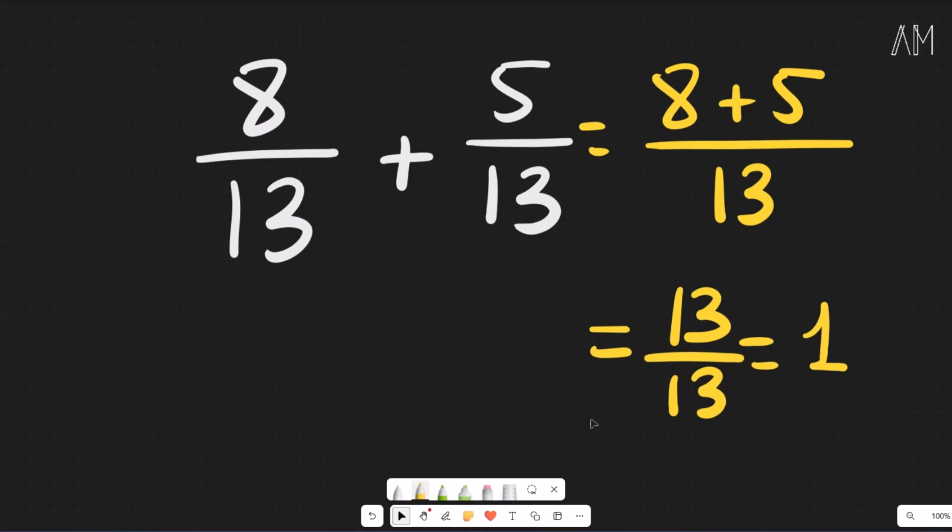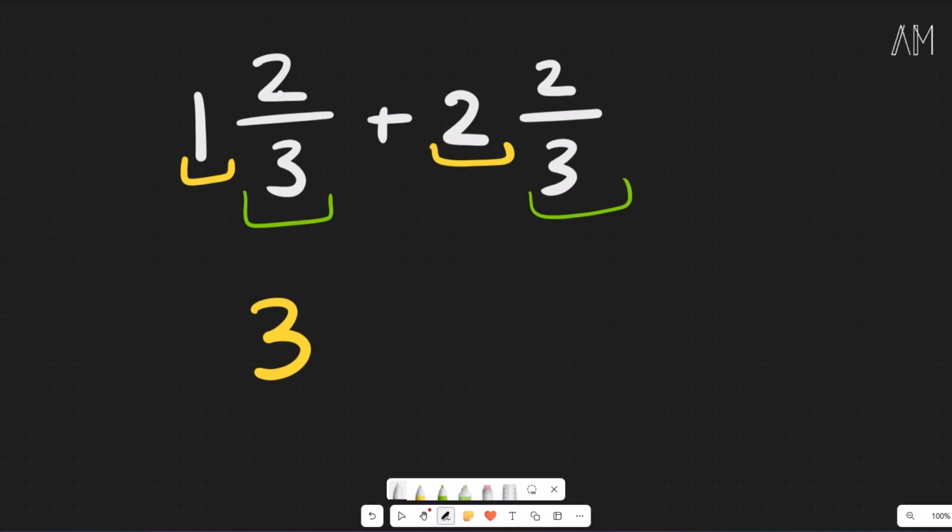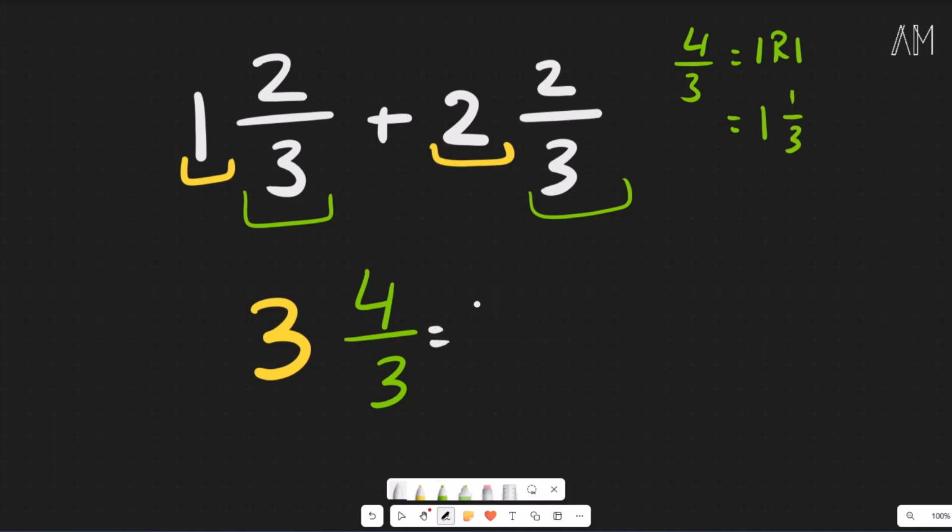Now, let's take a look at how we work with mixed numbers. In case I have it like this, I will do the whole numbers alone and the fractions alone. So 1 plus 2 is 3, and here I have 2 over 3 plus 2 over 3 is 4 over 3. Now here, if you notice, the fraction is improper. I need to turn it into a mixed number. So the 4 over 3, after the long division, will become 1 remainder 1, which means it is 1 and 1 over 3. So in this case it will become 3 and 1 over 3.